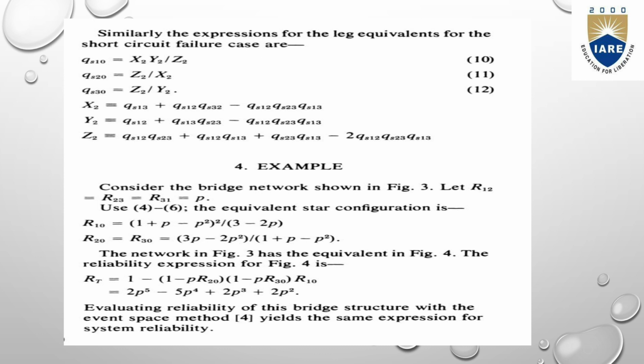So we are considering an example. Consider the bridge network shown. Use equation 4 to equation 6, then the equivalent star configuration is derived. So if you substitute equations 4 and 6, the following R10 and R20 are derived, and these are star configurations. So evaluating reliability of this bridge structure with the event space method yields the same expression for system reliability.